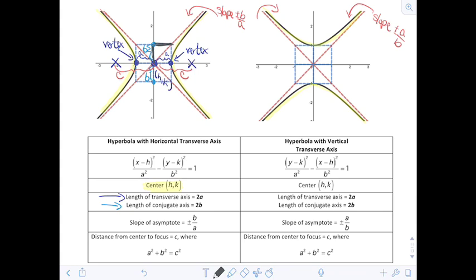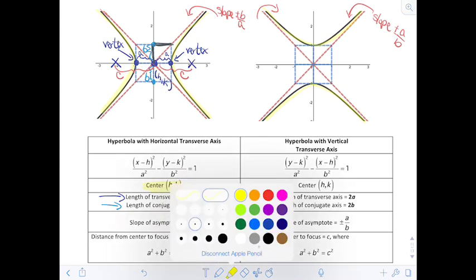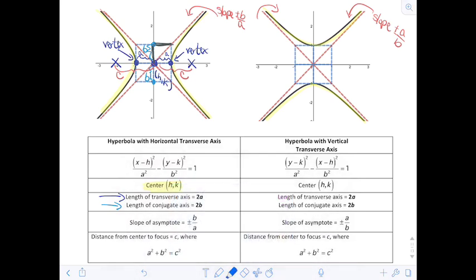Okay, and then the relationship between a, b, and c is very different. Well, not really very different at all. It is actually the Pythagorean theorem. A squared plus b squared equals c squared, just like we said earlier. And so there's that relationship. Okay, now look at the vertical one. We're going to label the same types of things.